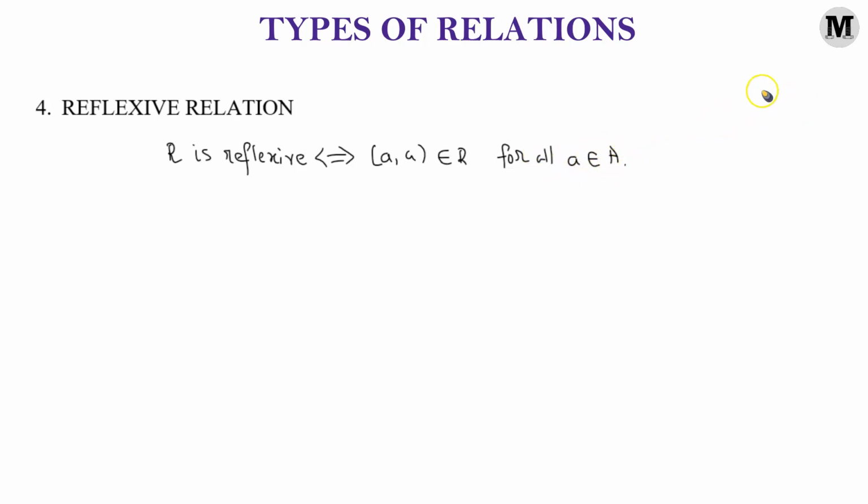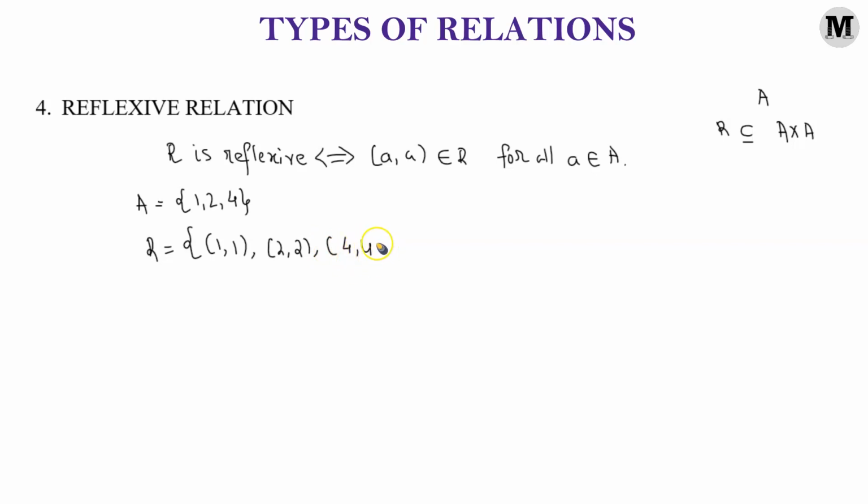That means we have some set A, we take its Cartesian product, and then we have a relation R which is a subset of A Cartesian product with A, meaning R is a relation on A. Then this R is going to be reflexive only if the ordered pair (a, a) belongs to R. Let's say we have a set A containing the elements 1, 2 and 4. Now we define the relation R such that we have 1, 1, 2, 2, and then we have 4, 4. We are saying that this R is a reflexive relation on A.